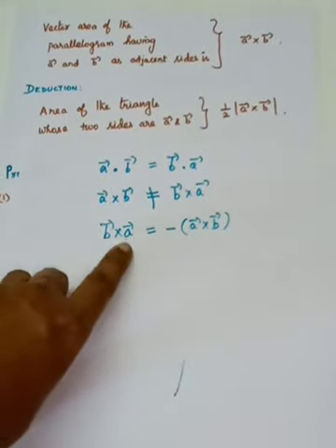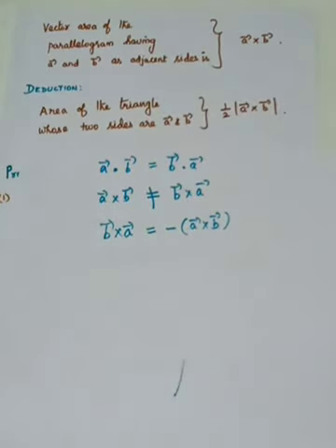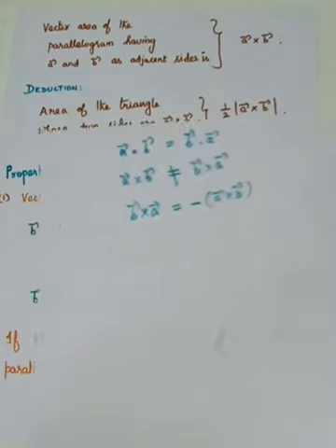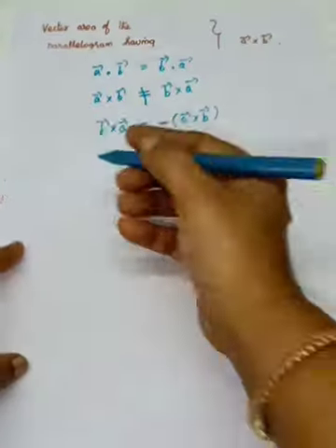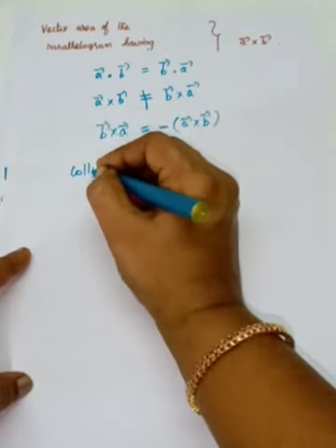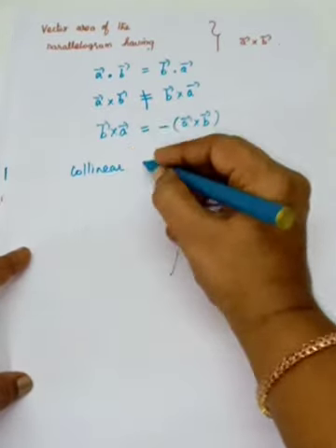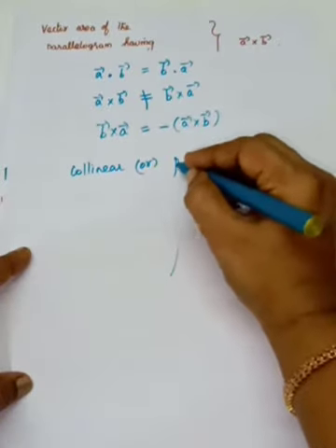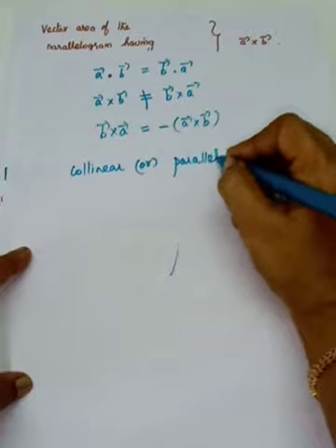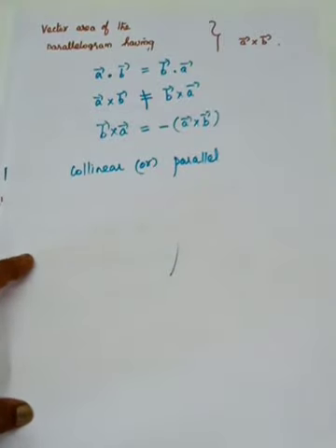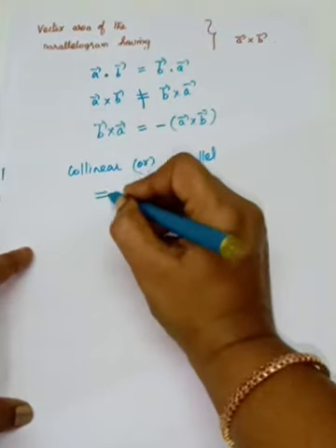So B vector cross A vector is equal to minus of A vector cross B vector. And you see that two vectors are collinear or parallel. Already I have said two vectors are collinear or parallel. If they are collinear, means they lie on the same line. Parallel means they act in parallel lines. Okay.